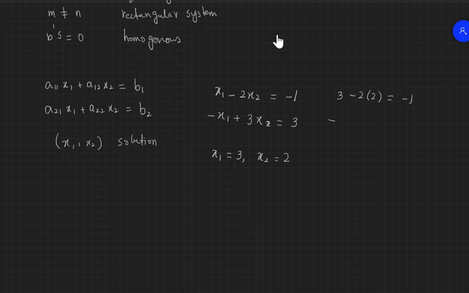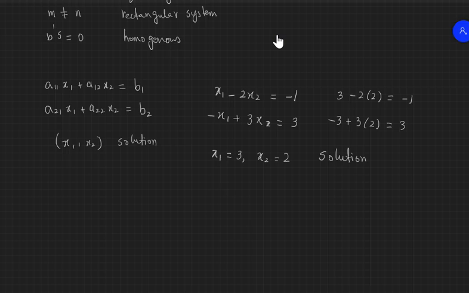Let's substitute the values. Minus x1 means minus 3, plus 3 times x2, which is 2. Let's solve this. So minus 3 plus 6 becomes plus 3, which is the right hand side. It means that x1 is equal to 3 and x2 is equal to 2 satisfy these two equations simultaneously, that is, at the same time. Hence the values x1 is equal to 3 and x2 is equal to 2 are called the solution of this system of linear equations.